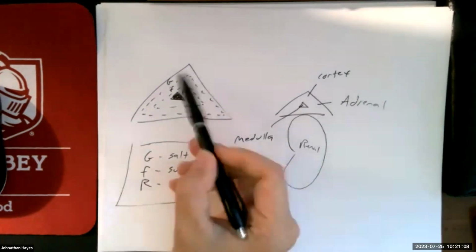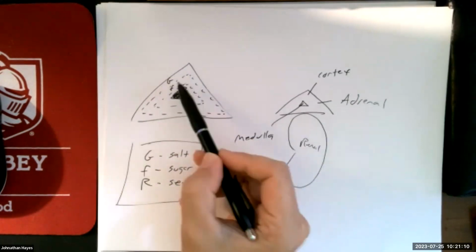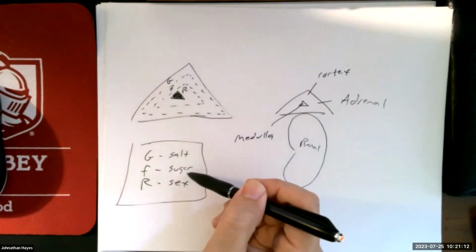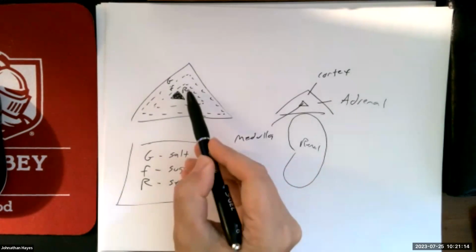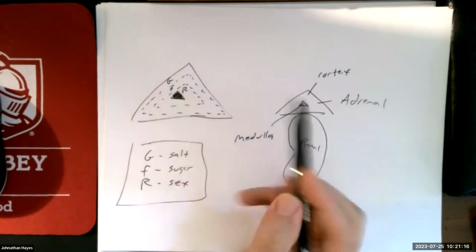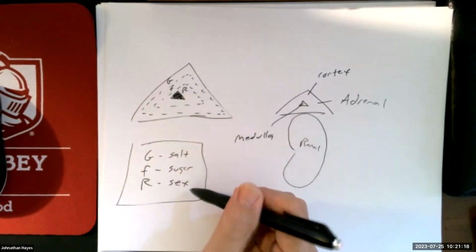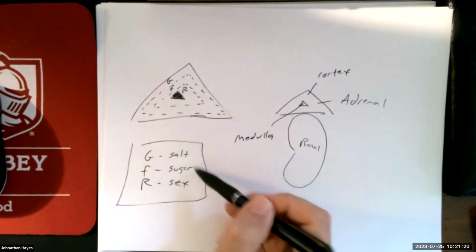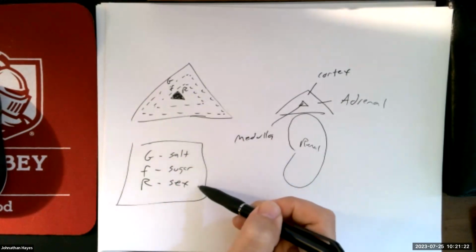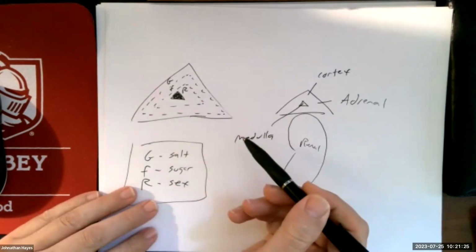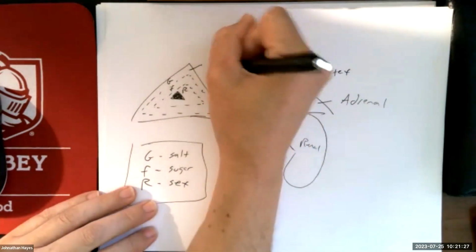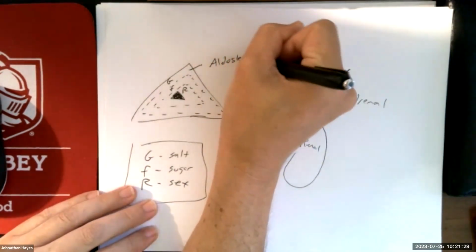You knew the outer layer had something to do with salt levels. You knew the middle layer had something to do with sugar levels in the body, or sugar metabolism. And you knew the inner layer of the cortex had something to do with sex. So this is where aldosterone, cortisol, and adrenal androgens came from. So aldosterone is going to come from here.